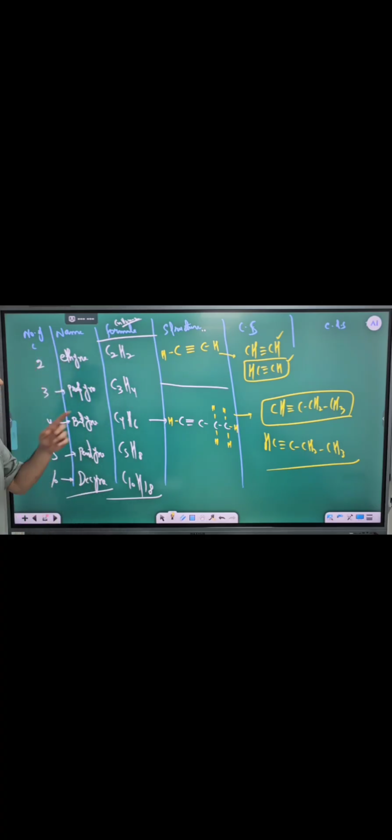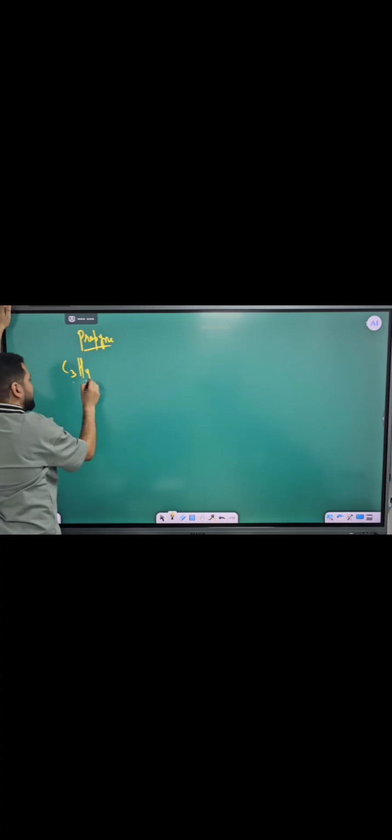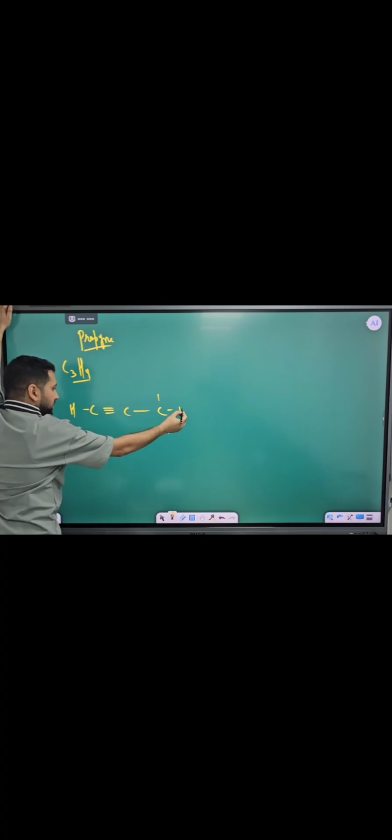Now, what about your electron dot structure? Let's take the case of, for example, propyne. In propyne, how many carbons are there? 3. How many hydrogens will be there? 3 doubled is 6, 6 minus 2 is 4. Let's start with the structure, guys, first of all. Carbon, carbon, carbon. Put a triple bond here. How many hydrogens will be here? 1. Here? None. Here? 3. So 1, 2, 3, 4 hydrogens.